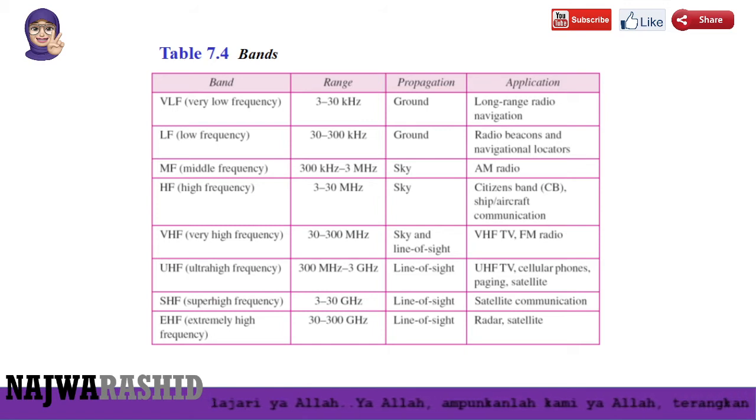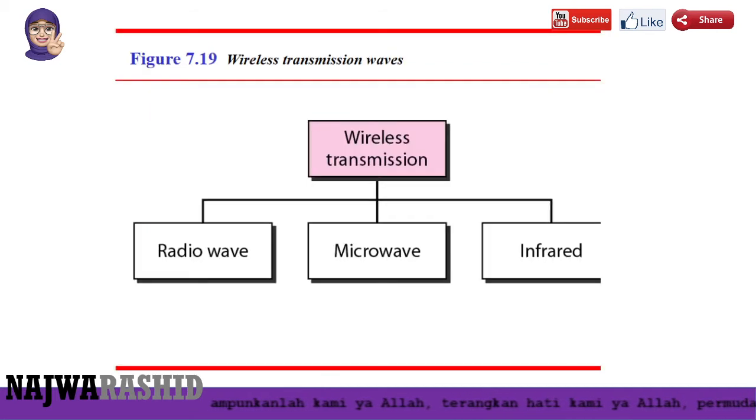Okay, and then we also have the extremely high frequency, EHF, in the range between 30 and 300 gigahertz, using line of sight propagation. This is used for radar and satellite communication. So these are the differences between the frequencies of the signal. Okay, the next one is about transmission based on the wireless transmission waves.